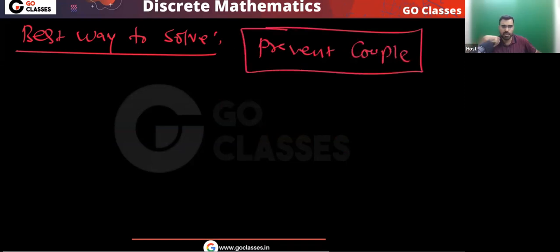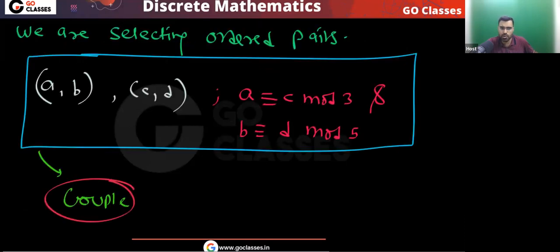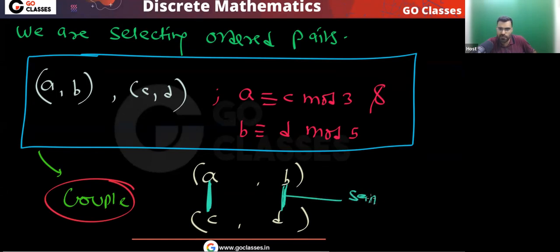Now, I want to prevent a couple, so what can I do? Only the remainder matters, do you agree with me? We only care about the remainder. A couple means (A, B) and (C, D) where they have the same remainder when divided by 3, and the same remainder when divided by 5.